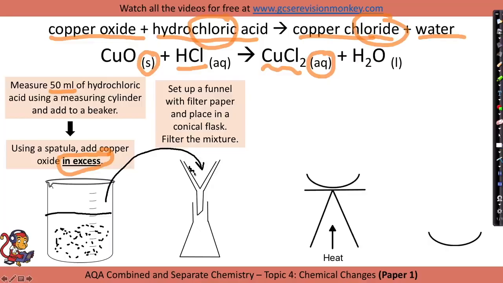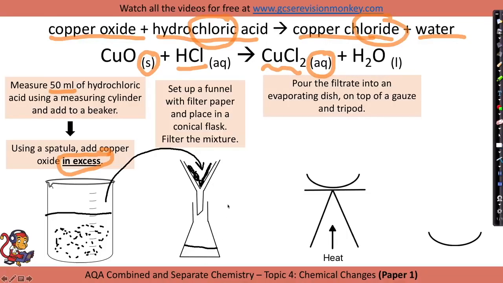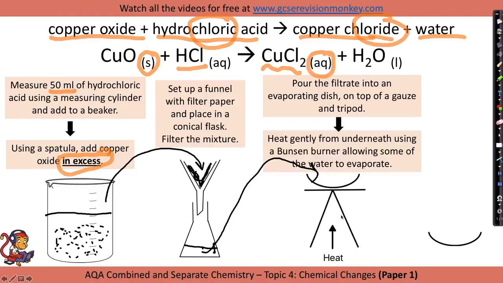The excess base that we don't need will collect in the funnel, and then we will be left with our solution at the bottom. We will then pour this filtrate that we've got here into an evaporating dish on top of a gauze and a tripod with a Bunsen burner underneath. And we will heat gently from underneath using a Bunsen burner, allowing some of the water to evaporate.